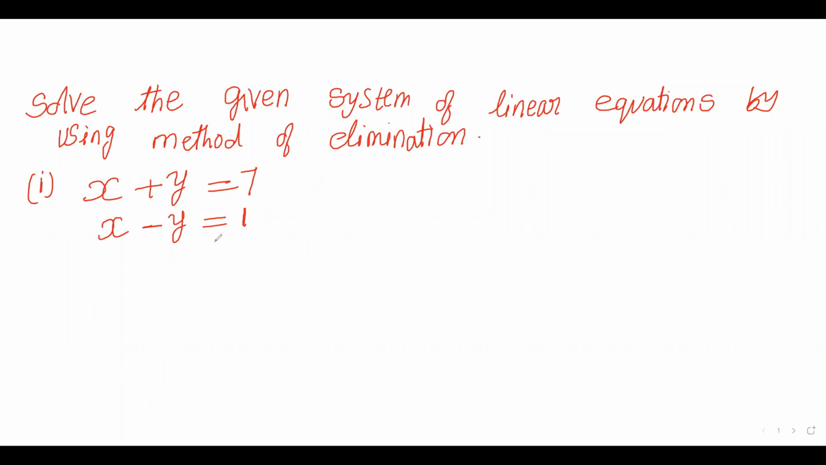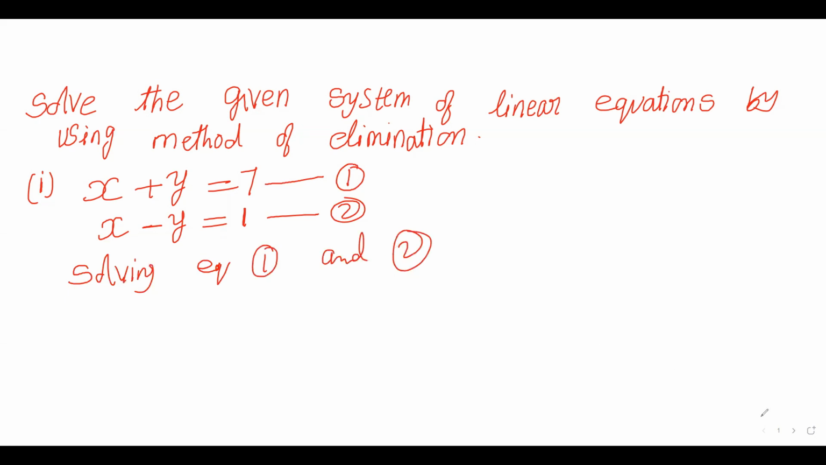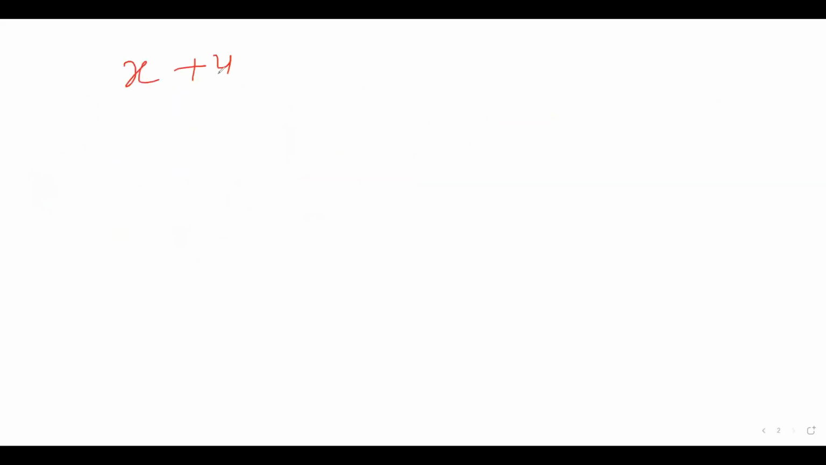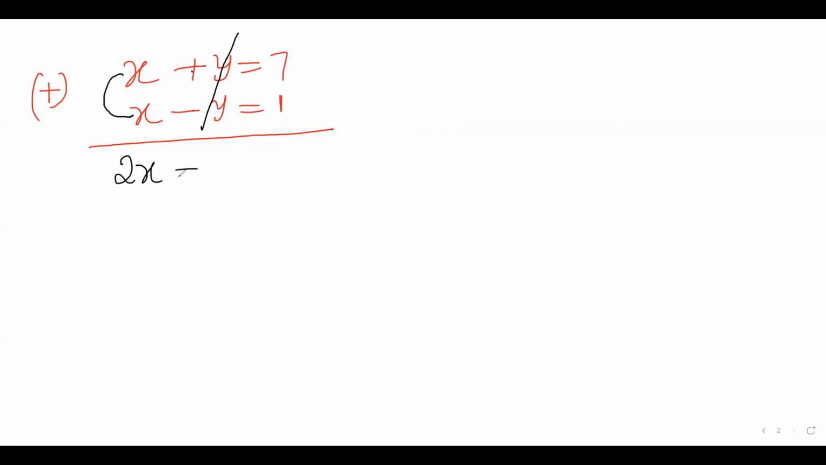First of all, take the given equations as equation 1 and equation 2. Let us solve equation 1 and 2. I will write both the equations one below the other. When I add both the equations, one unknown will be eliminated. Plus y and minus y will get cancelled. Adding here, x plus x is 2x, 7 plus 1 is 8. x is equal to 8 by 2, 2 fours are 8. I got x is equal to 4.